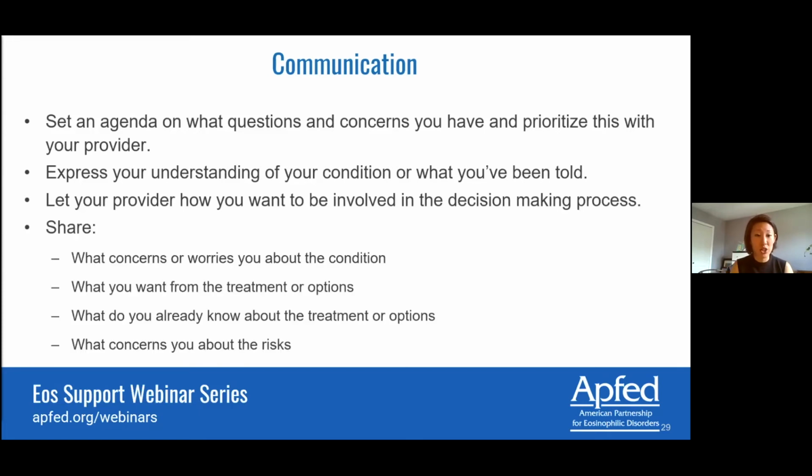And then finally, share some things. Share what concerns or worries you about this condition. What do you want out of the treatment options, right? Sometimes the priorities that we as providers have are very different from what you want to get out of this. What do you already know about the treatments or options? And what concerns you about any potential risks?